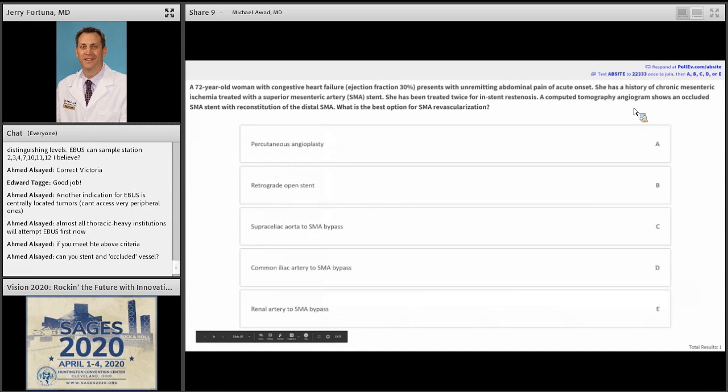A 72-year-old woman with congestive heart failure, ejection fraction of 30%, presents with unremitting abdominal pain of acute onset. She has a history of chronic mesenteric ischemia treated with a superior mesenteric artery stent. She has been treated twice for in-stent restenosis. A computed tomography angiogram shows an occluded SMA stent with reconstitution of the distal SMA. What is the best option for SMA revascularization? A, percutaneous angioplasty. B, retrograde open stent. C, supraceliac aorta to SMA bypass. D, common iliac artery to SMA bypass. Or E, renal artery to SMA bypass.